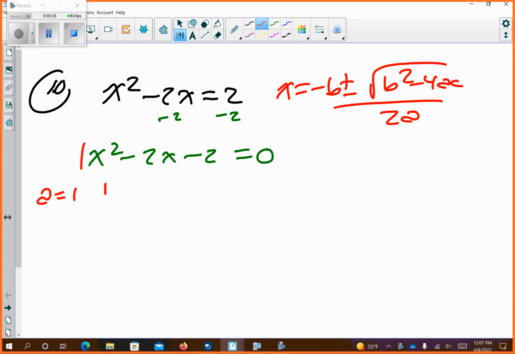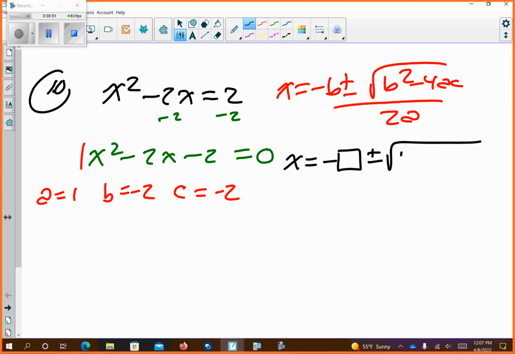All right, 1 out front. a equals 1, b equals negative 2, c equals negative 2. Is it okay that 2 of the letters have the same numbers? Sure. It's not going to break anything. So I'm going to do this with the quadratic, plus or minus. Okay, we just need to fill in the squares. Friends, I'm going to have that type of thing up on that board so you realize when you're plugging things in.